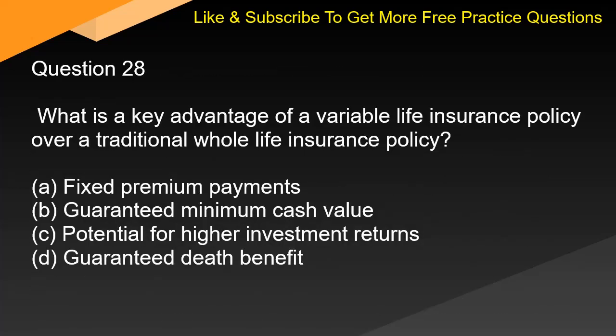Question 28. What is a key advantage of a variable life insurance policy over a traditional whole life insurance policy? A. Fixed premium payments. B. Guaranteed minimum cash value. C. Potential for higher investment returns. D. Guaranteed death benefit.